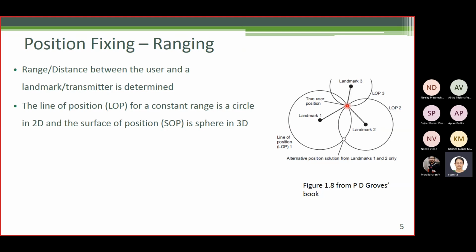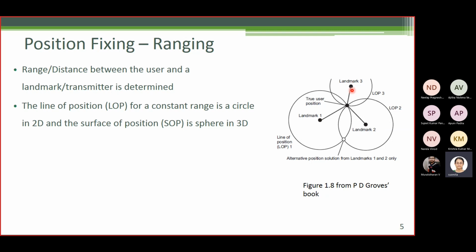So if we have some prior information, like the user can be somewhere in this region, then we can discard this one. So either using prior information or an additional measurement, we can resolve the ambiguity. We receive a signal from another transmitter, and that gives us another circle. We know that three circles intersect at a particular point, and the user must be at that point, because he is receiving signals from all these three transmitters.